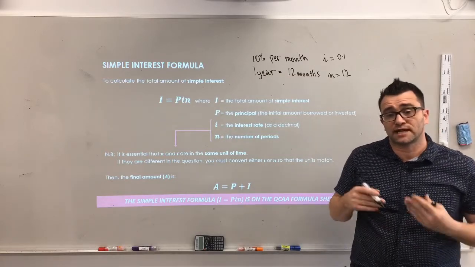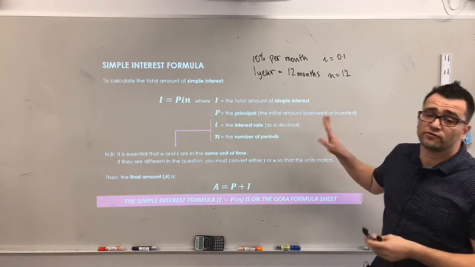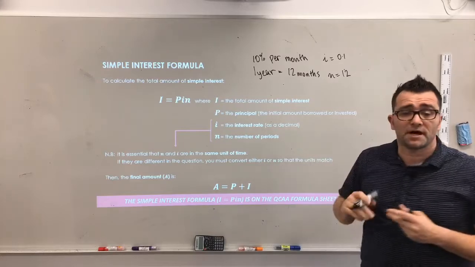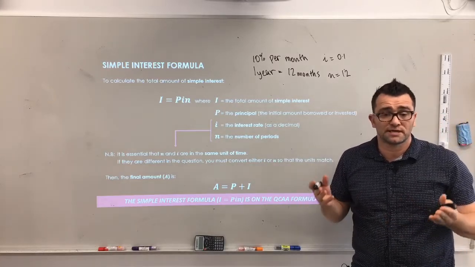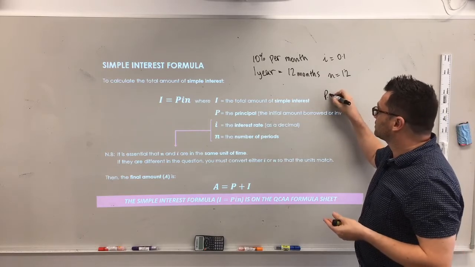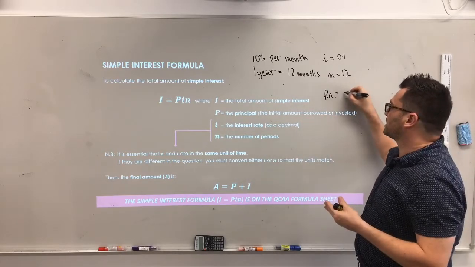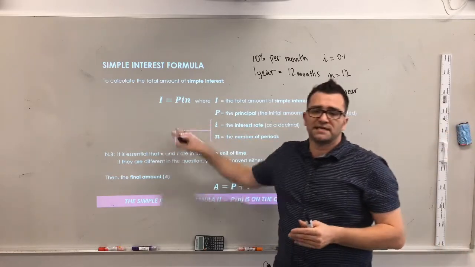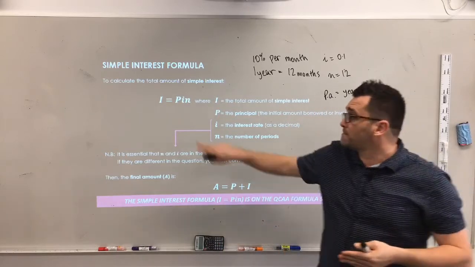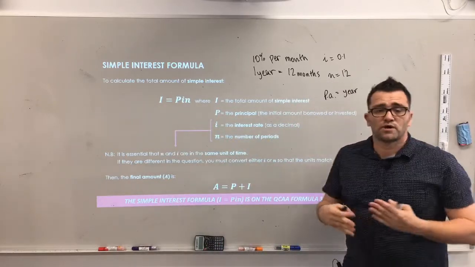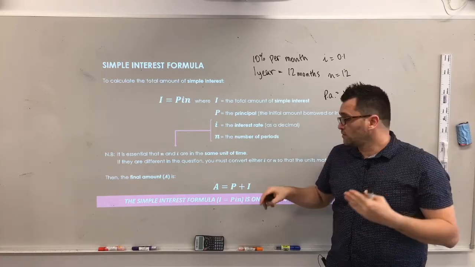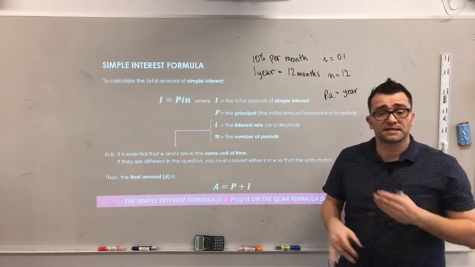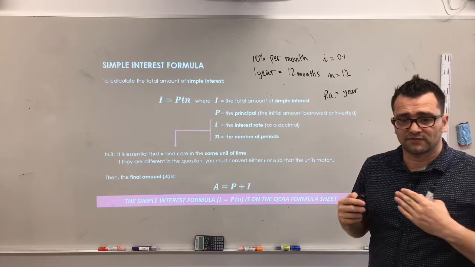Most interests we tend to look at tend to be annual, but we do need to be careful reading the questions. Number one, what is the interest period? By default, unless told otherwise, it's usually per annum, PA, which is the same as a year. So this I equals PIN is for calculating your amount of interest. We do need to then work out what is the final amount. So your final amount is equal to your principal, so how much you start with, plus your interest. That is one formula you do need to know.